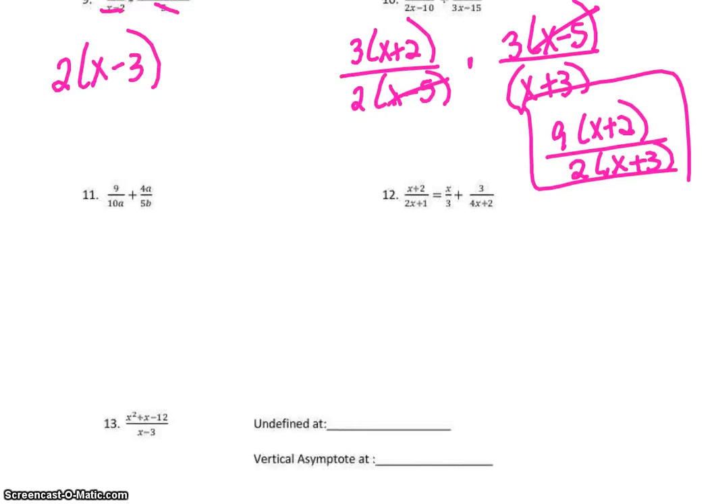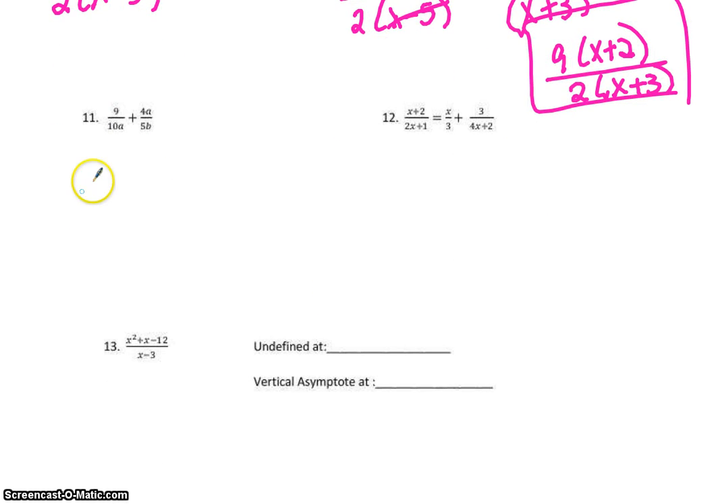Number 11, when you're adding, you have to have a common denominator. My common denominator, for 5 and 10, is going to be 10ab. Remember on that, you take the numbers, you find what they'll both go into. Any letter that appears has to go down to the common denominator. So we're going to compare 10 divided by 10, that's all good. A and A, that's all good. B is missing, so I need a B up here.